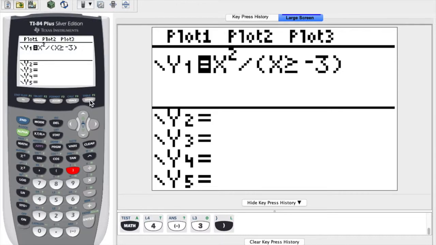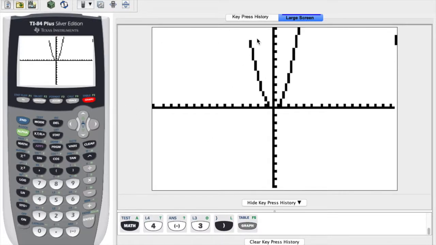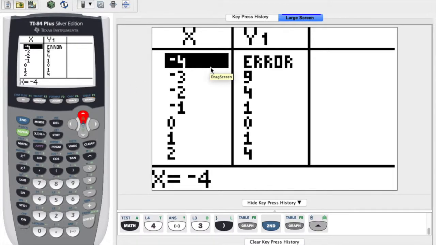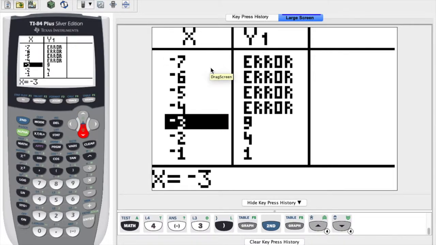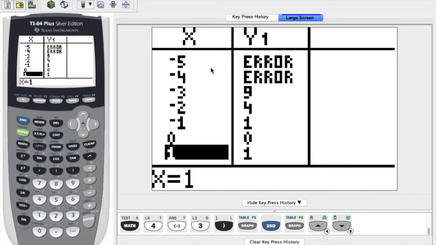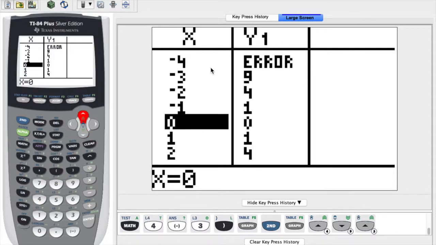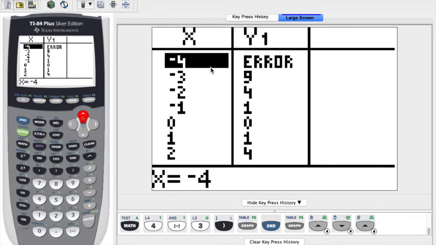And now, when I hit graph, notice that there are no values to the left of -3, but there are to the right. And if I were to go to the table, there's -3, but if I went up, it would calculate error. And that's because we would be dividing by 0, which is undefined, and so that returns a value of error in the calculator here.